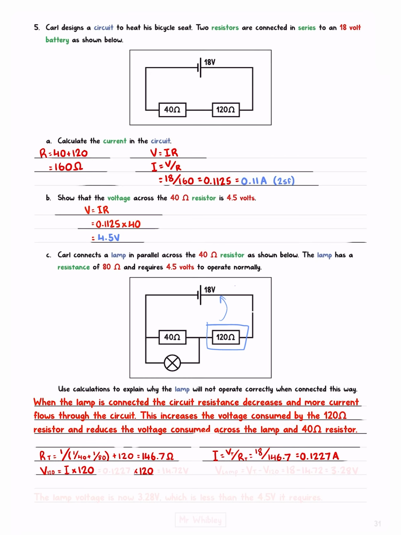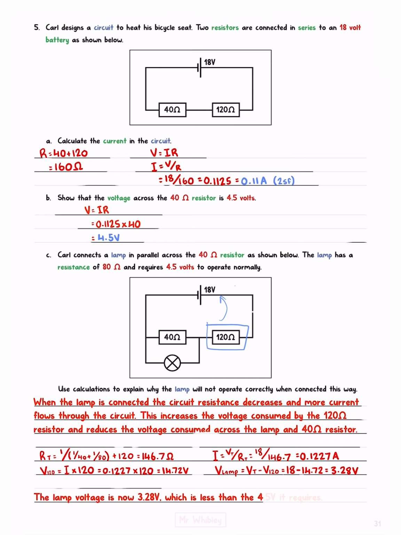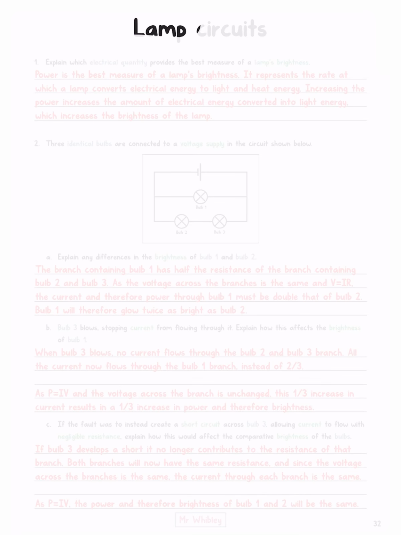Putting that into our equation gives us 0.1227 amps. Using that in our voltage of 120 equation, we get 14.72 volts, which means that the voltage across the lamp is going to be our total voltage of 18 minus the voltage of our 120 ohm resistor, which gives us 3.28 volts. Therefore, the lamp voltage is now 3.28 volts, which is less than the 4.5 volts it requires.